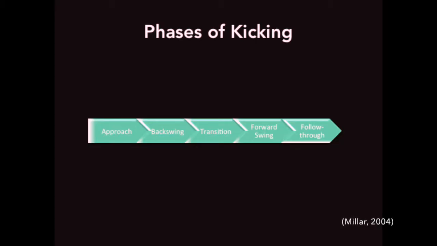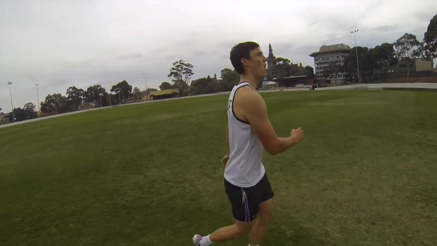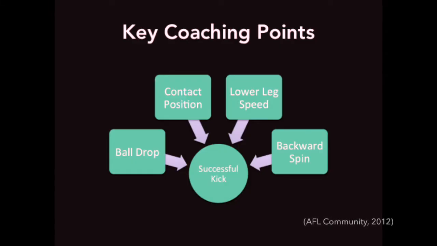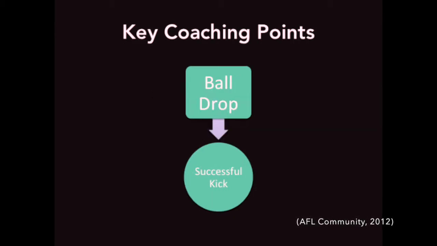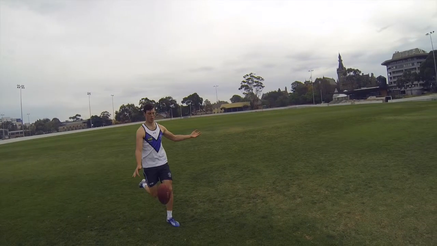The follow through is the final stage of kicking. This is when the leg is rotated up and away from the body. This can depend on the style of kick being performed. The key coaching points of kicking are the ball drop, contact position, lower leg speed, and backspin. The ball drop involves the grip on the ball, the height the ball is released, and the angle that it is released. The ball is guarded by one hand when the other is used for balance.